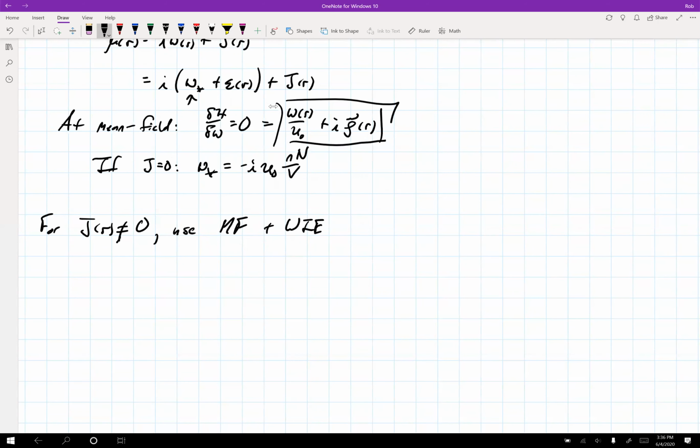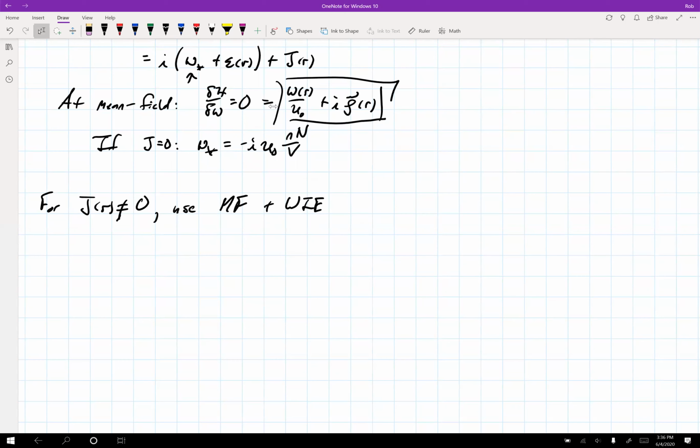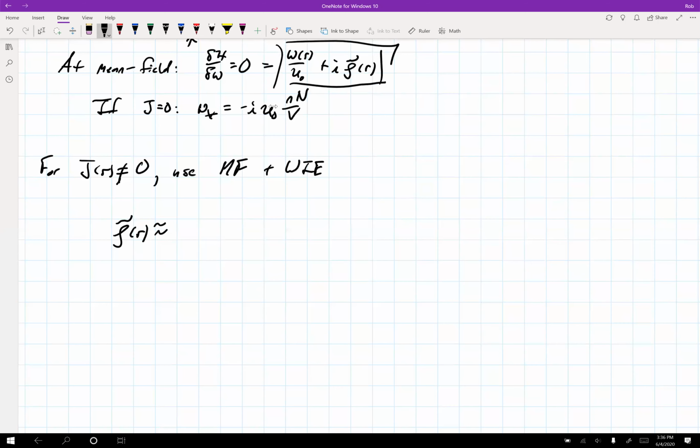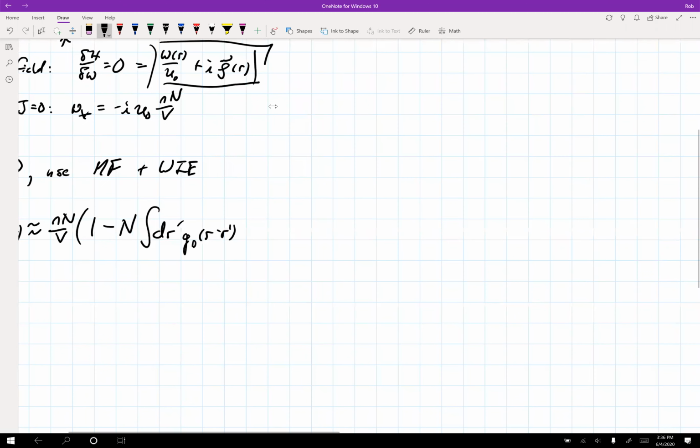So first, let's write down what this density operator is going to be. From the weak inhomogeneity expansion, we saw that this should be n over V, times 1 minus n, and then a convolution, integral dr prime g of r minus r prime, and then for the spatially varying part, we have i epsilon of r plus j of r. And close that bracket. I think I got everything.